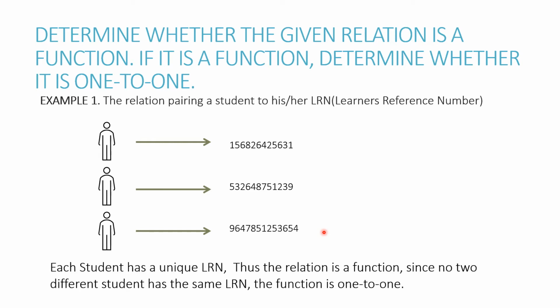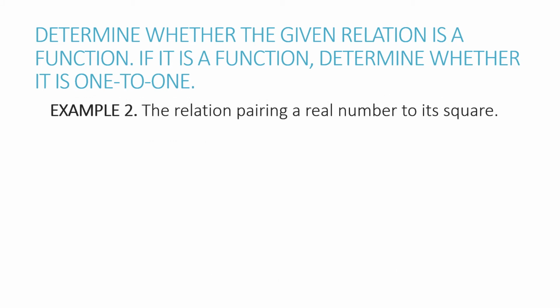So basically, each student has a unique LRN. Thus, the relation is a function. Since no two different students have the same LRN, the function is what we call one-to-one, since one student is equivalent to one LRN.